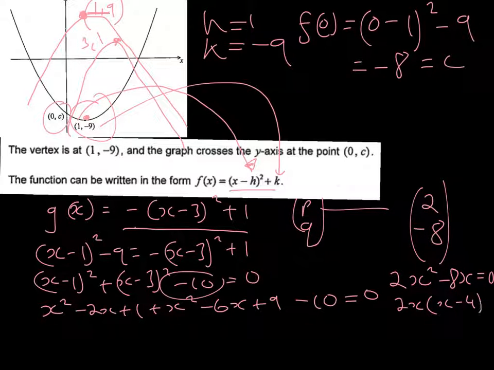So the only way this can equal 0 is if this equals 0, in which case x equals 0, or if this equals 0, in which case x equals 4. So the x-coordinates are x equals 0 and x equals 4.